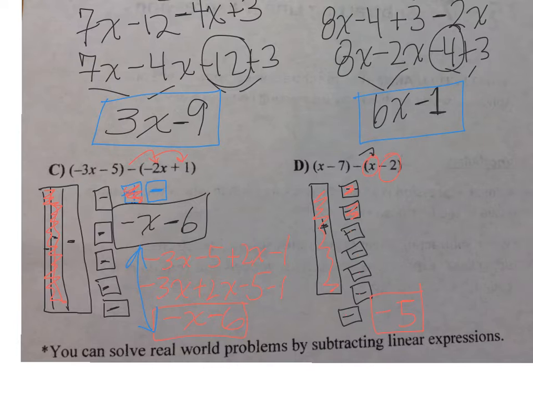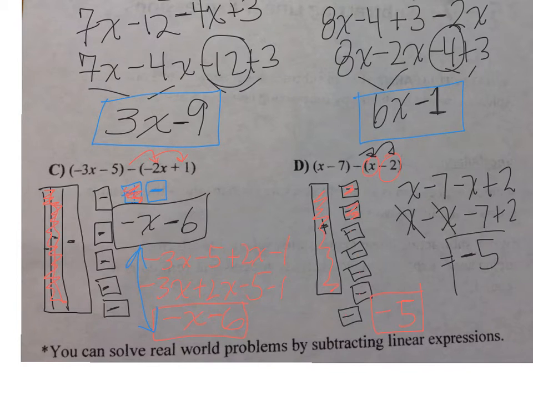Algebraically, let's distribute. So we'll have x minus 7 minus x plus 2. So moving the terms next to each other, I have x, a negative 7, and a positive 2. So obviously those will cancel out, and then negative 7 and a positive 2, keep the sign of the larger absolute value and subtract. I got a negative 5. Guess what? Same answer, doing it a different way.